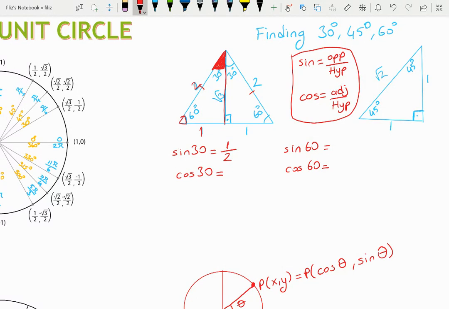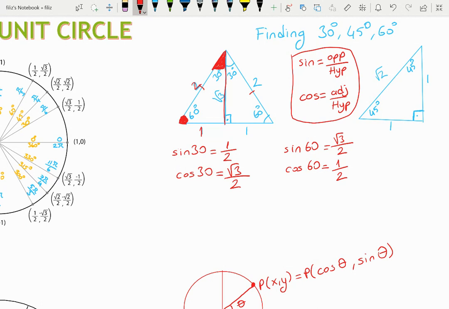And then how about cosine? For cosine, I will use adjacent. What is my adjacent? It is square root of 3, and same hypotenuse is 2. How about sine 60 and cosine 60? So I'm starting by thinking about this angle. What is my opposite side for this angle? It is square root of 3 over 2. Similarly, what is my adjacent? It is 1 over 2.